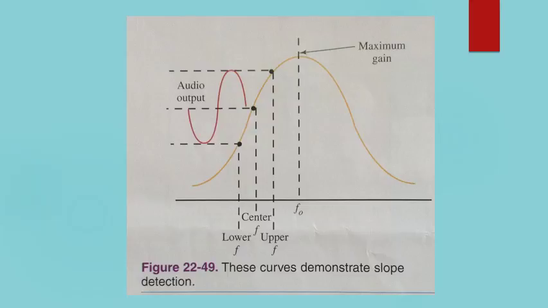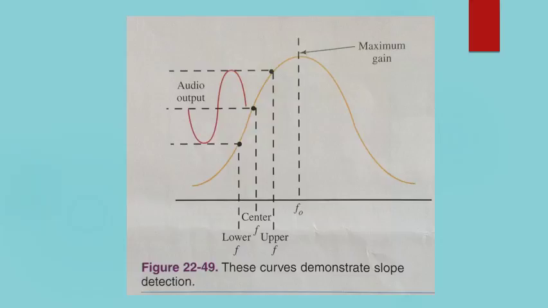22-49. Assume that a circuit has a peak response at its resonant frequency. All frequencies other than resonance will have a lesser response. If the center frequency of an FM wave is on the slope of the resonant response curve, a higher frequency will produce a higher voltage response. A lower frequency will produce a lower voltage response. The curve in figure 22-49 reveals that the amplitude of the output wave is the result of the maximum deviation of the FM signal.